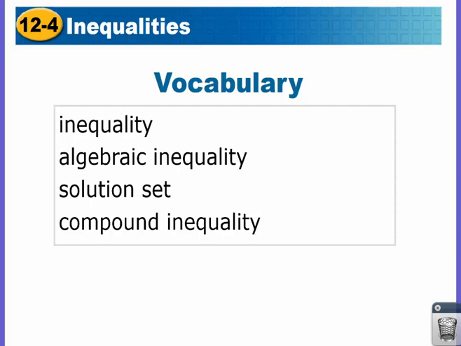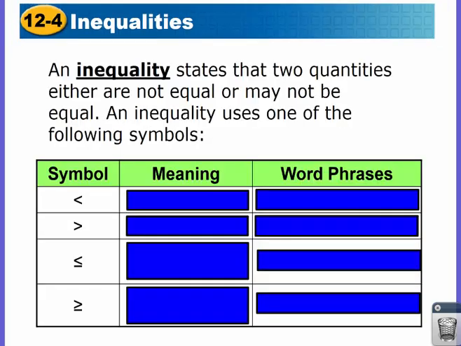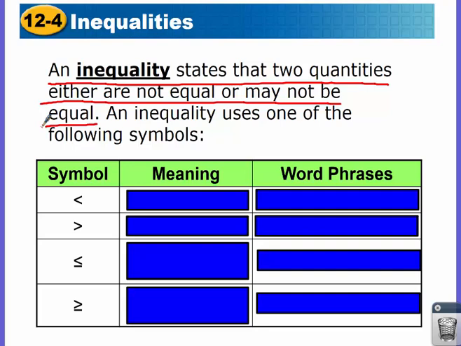So let's begin. An inequality states that two quantities either are not equal or may not be equal. That's very important to understand, because the thing that we've been doing is talking about equalities or equations. In an equation we have one answer, and that's the only answer that we have. In an inequality, we may have more than one. So an inequality again states that two quantities are either not equal or they may not be equal.